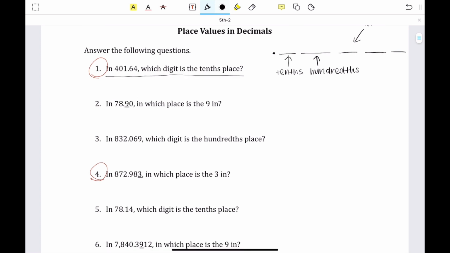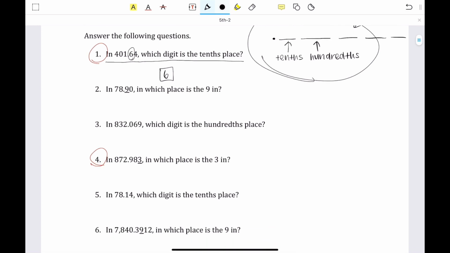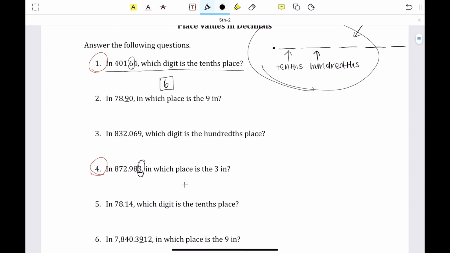So number 1, it says which digit is the tens place. Now knowing this, it's easy to know that your digit is 6. 6 is the digit that is your tens place. Now number 4, it says in 872.983, in which place is the 3 in? Now it's asking you the name of this place value. And I showed you up here that the place third to the right of the decimal point is your thousandths place. So you're going to write thousandths place.